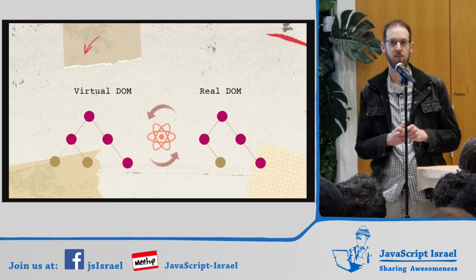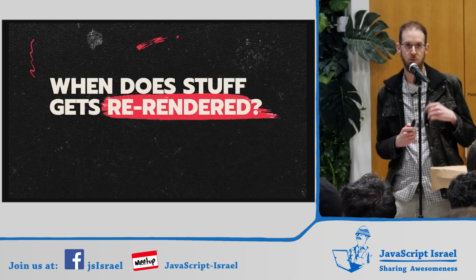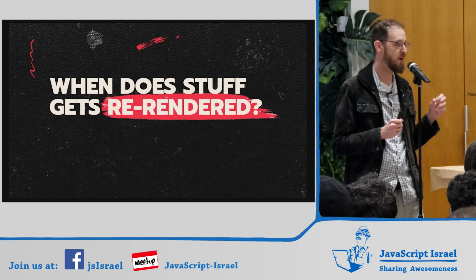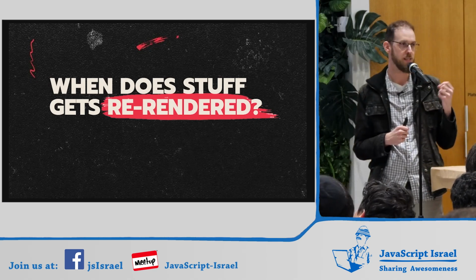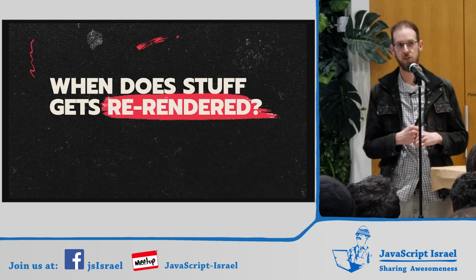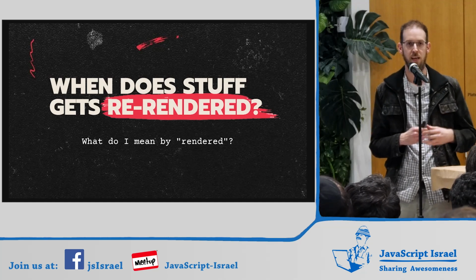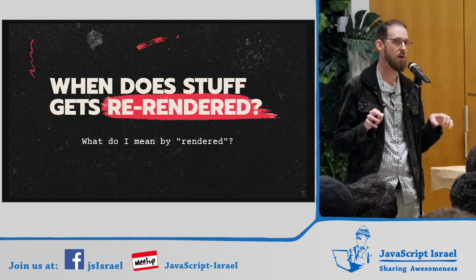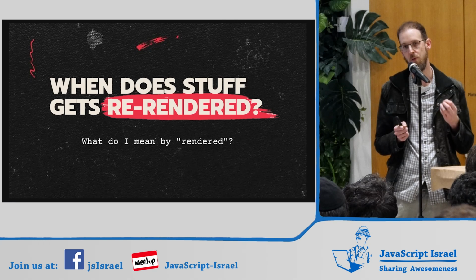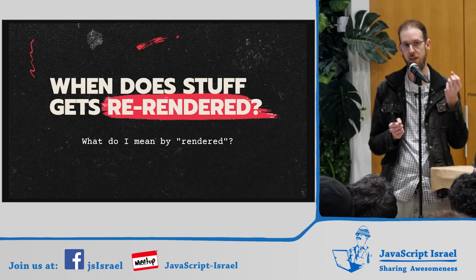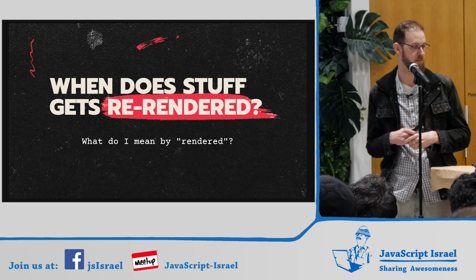Now, we have to ask ourselves, when does stuff get re-rendered? And to answer that, we need to figure out what exactly I mean by render, because render could mean many things. It could mean actually drawing pixels to the screen, moving textures to the GPU, figuring out layouting in the browser and layers and all that stuff. But in the context of this talk, when I say render, I mean specifically calling the functional component's render function, which is the JavaScript bit that defines the component.